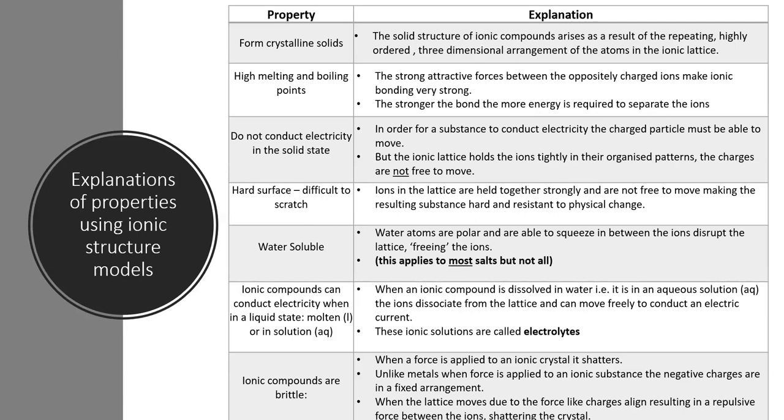Ionic compounds can conduct electricity when in liquid states, so either molten or in solution. That's because the ions are then dissociated from that lattice and can move freely about, conducting electricity. We call ionic solutions electrolytes. And then finally, ionic compounds are quite brittle. They break easily. This is because there's the positive and negative charge, and they're in a fixed arrangement, but they can move and start repelling each other. So it just means they'll shatter easily.